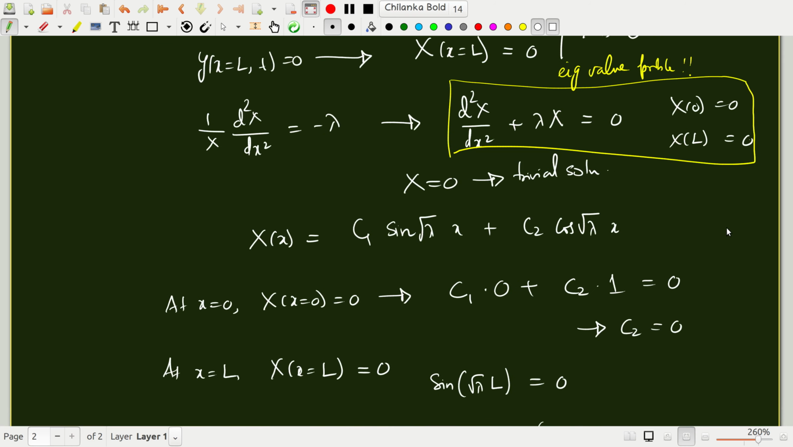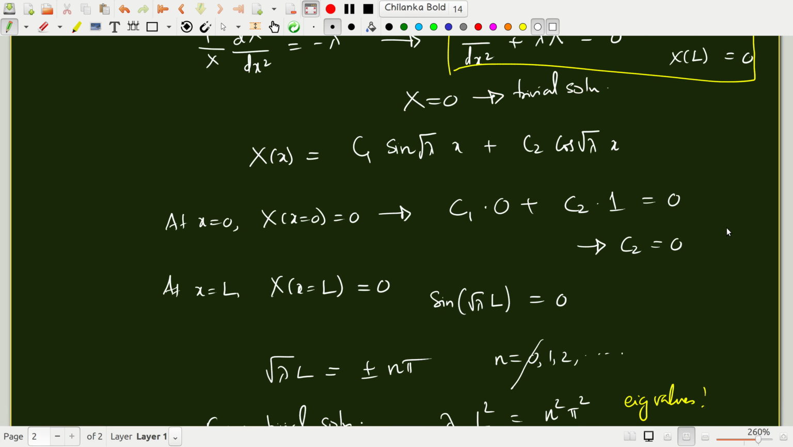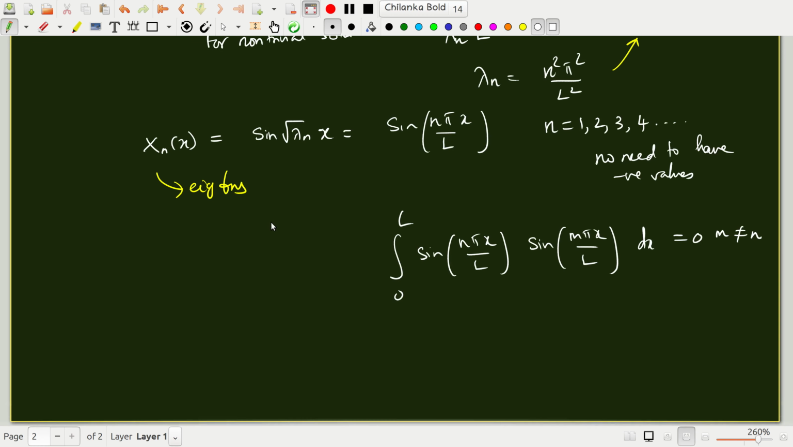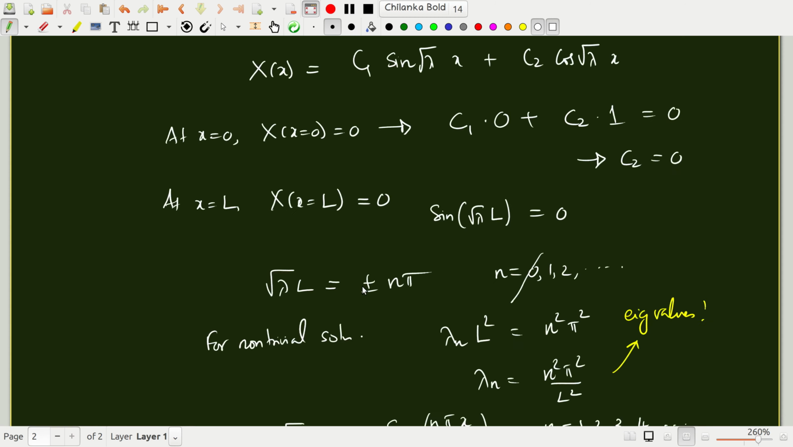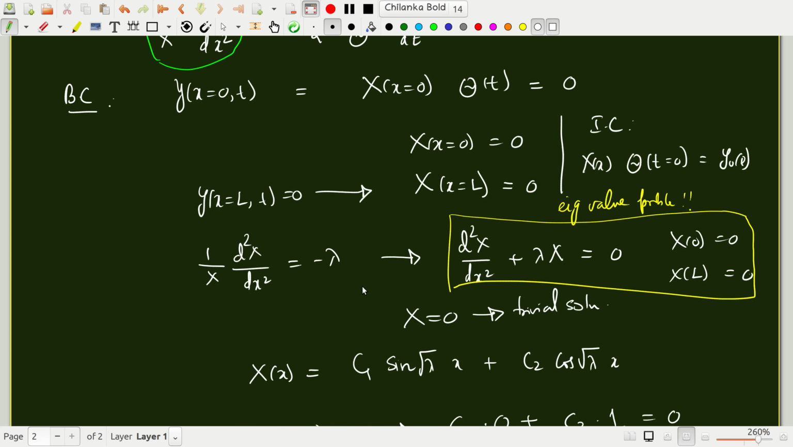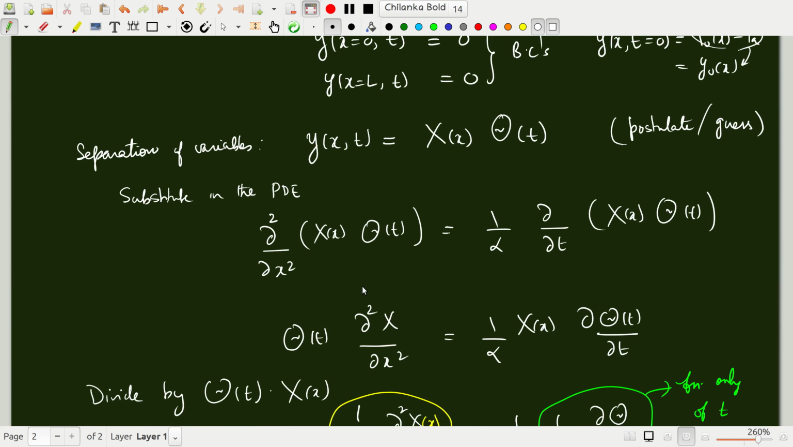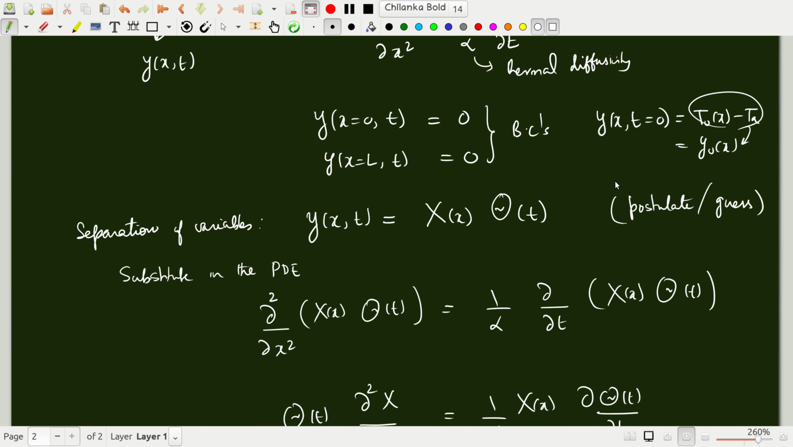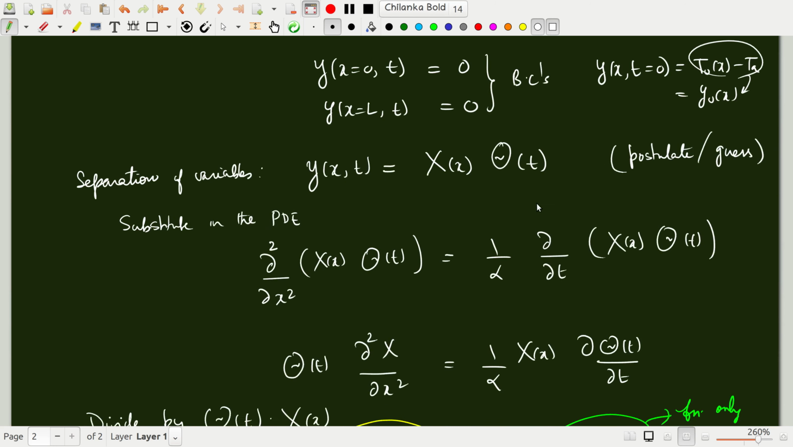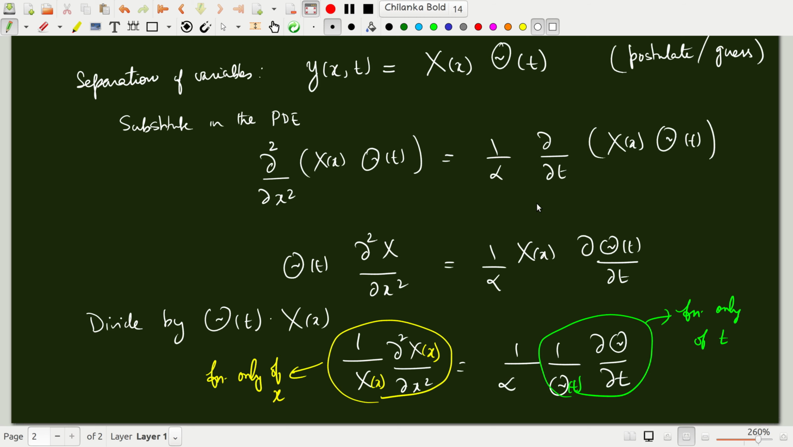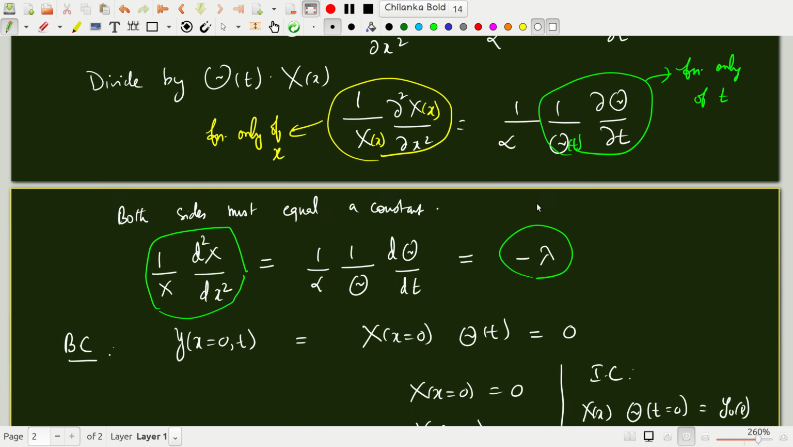Now we have to solve for the initial condition. First of all, we write X of x as a summation, n equal to 1 to infinity. Specifically, y of x,t is a product of X of x and theta of t. Now we have not solved for theta of t yet, so let's solve that as well.